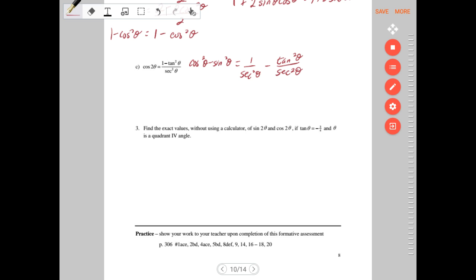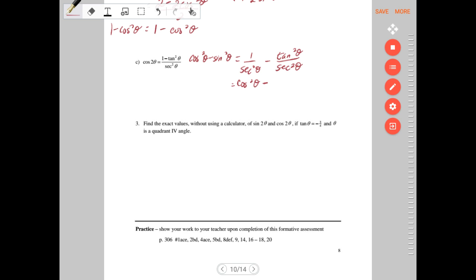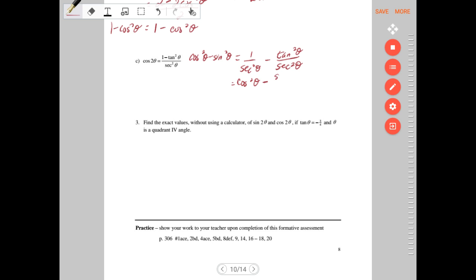Now, again, the right-hand side looks a little more complicated, so I'm going to work with that. 1 over secant squared theta means to take the reciprocal, but the secant is the reciprocal of cosine, so taking the reciprocal of the reciprocal gets us to cos squared theta. Minus tan squared theta is the same as sine squared theta over cos squared theta.